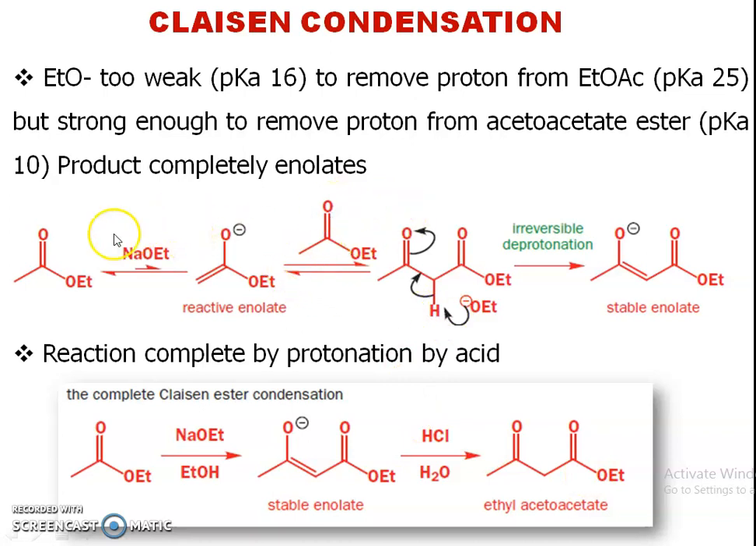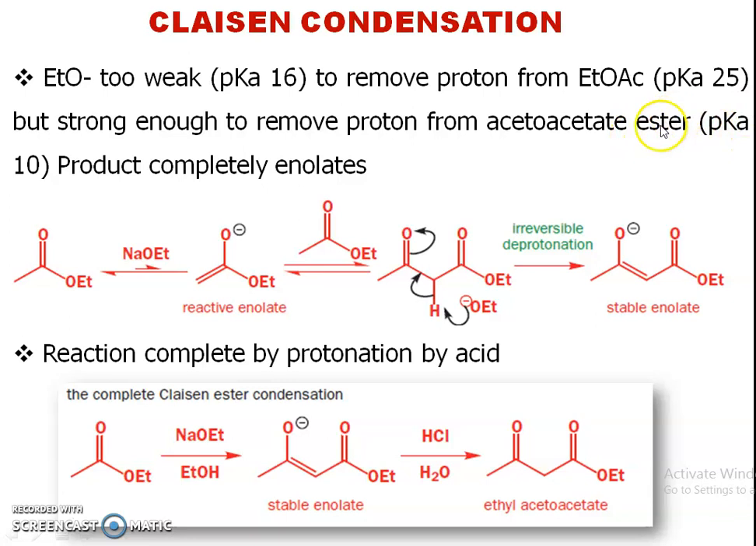And actually, in the case of Claisen condensation, sodium ethoxide base is not enough to enolate this ethyl ester. But at the same time, it is strong enough to deprotonate this hydrogen atom, because from the pKa you can understand that ethoxide pKa is 16 and ethyl acetate pKa is 25.